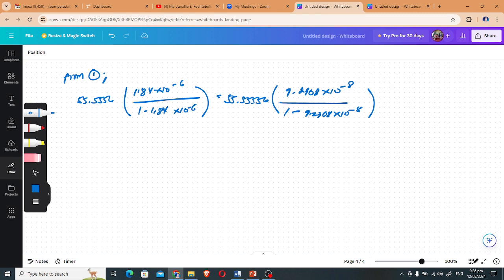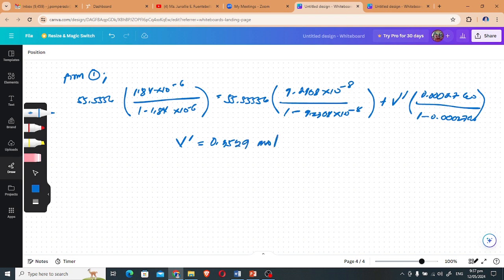Now, on the second term here on the right side of our equation, we'll have the v prime, which needs to be multiplied to 0.0002760. This is taken from our answer a while ago. I'll go back later to that particular page. 1 minus 0.0002760. So in here, you'll be able to get the v prime, and that's the air that enters the column to take out the benzene from water. So this is your v prime.